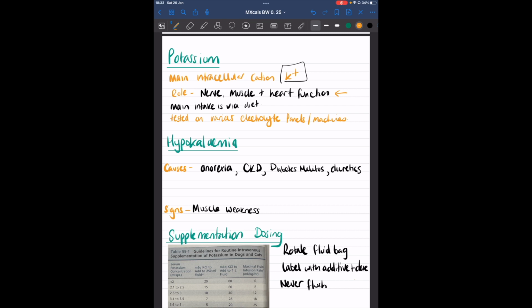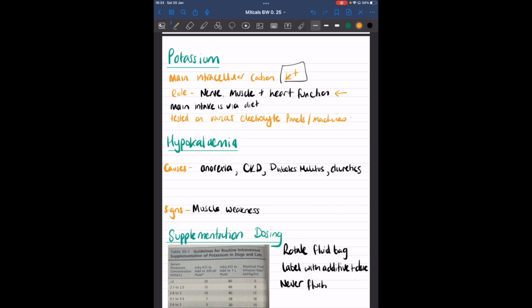So it can be quite common in patients who are not eating, which is a lot of our sick patients, that their potassium does become depleted and they become low in it. Hence why we commonly need to supplement it. And usually that's via IV fluids when they're sick and not eating. If they are eating, then the vet may prescribe oral supplementation for potassium.